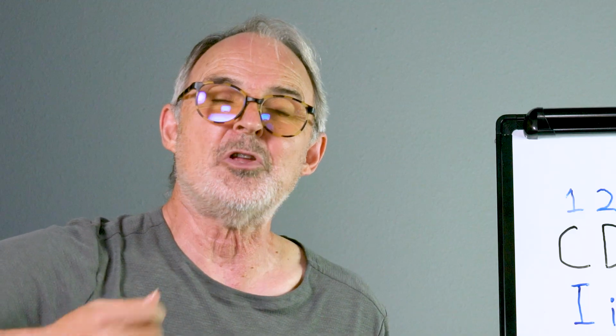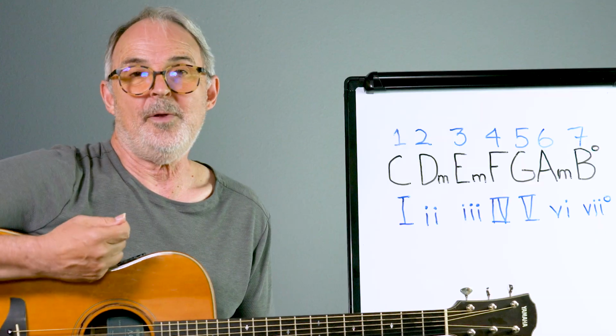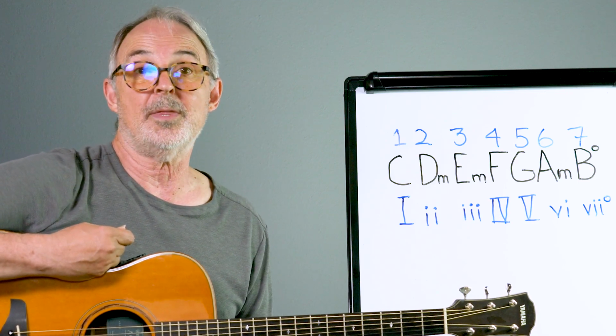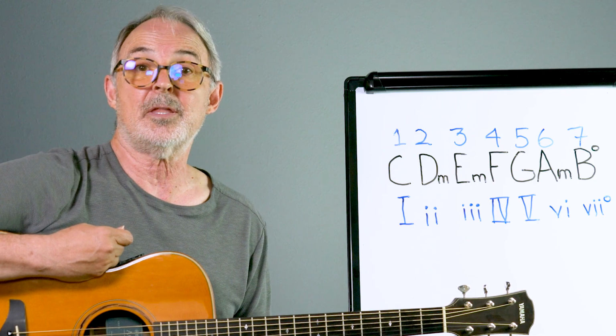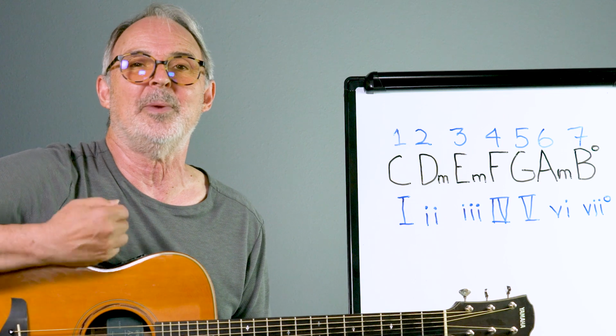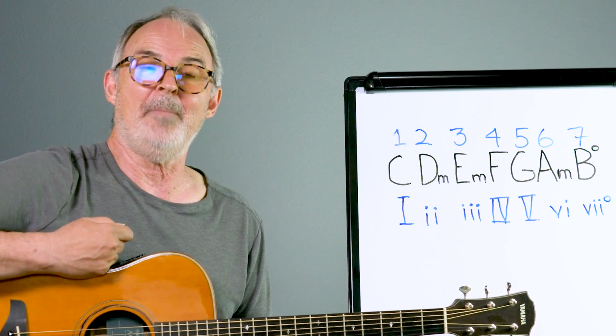The 4 chord, the function name is called subdominant. So now we've got the home chord, also known as the tonic chord. We've got the 5 chord, the dominant chord, and the subdominant, the 4. Don't worry too much about those names. I just wanted you to hear them at least once. Let's go on to the minor chords.